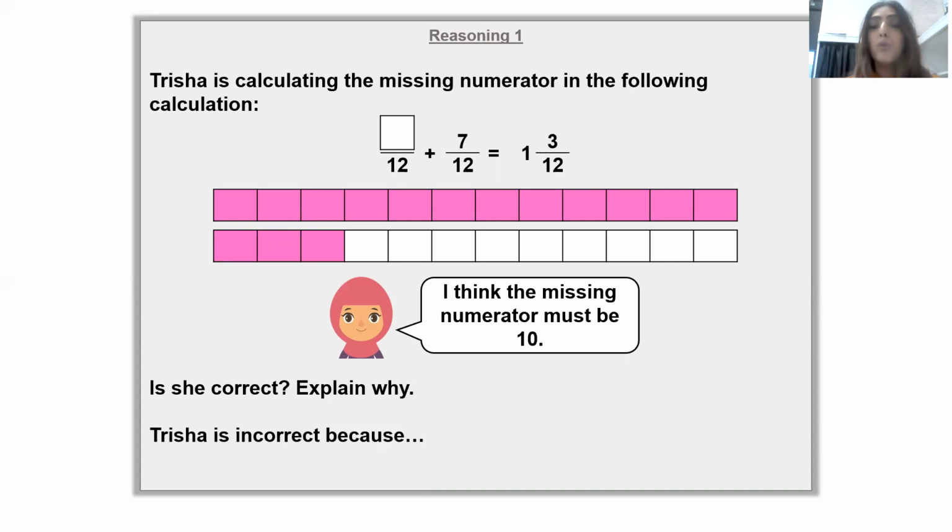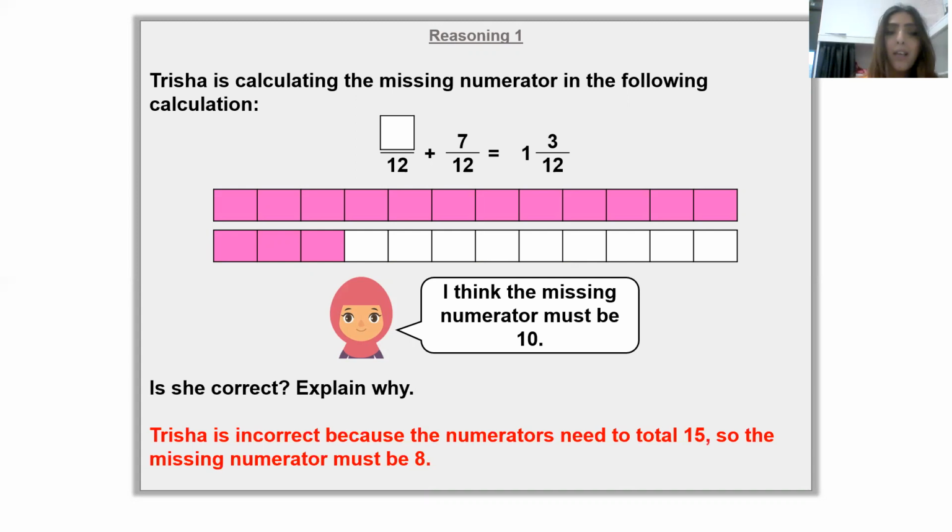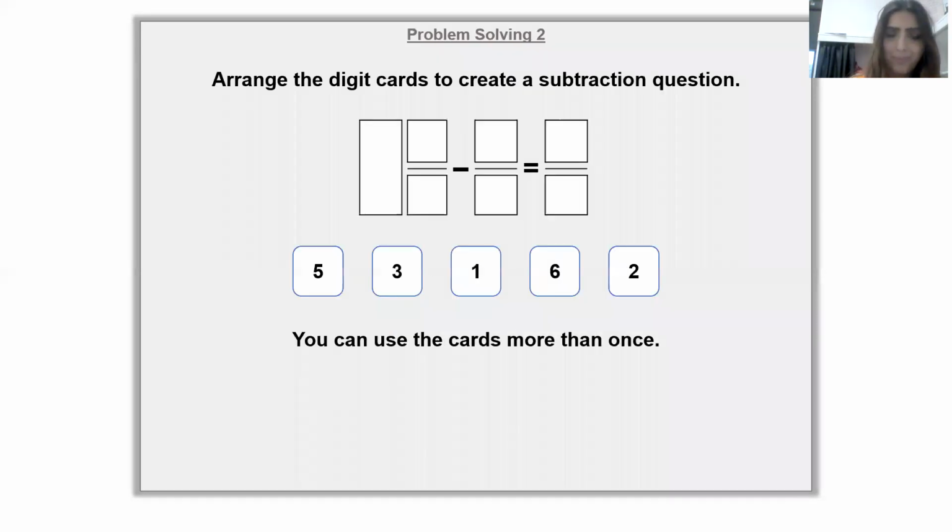If you wrote incorrect, well done. She's incorrect because the numerators need to total 15. So the denominators are the same, so they're 12. And if we multiply 12 by 1, it's 12, and we add the 3, which makes 15, so it'll be 15/12. So it should be 8. So if you got that right, superb, well done.